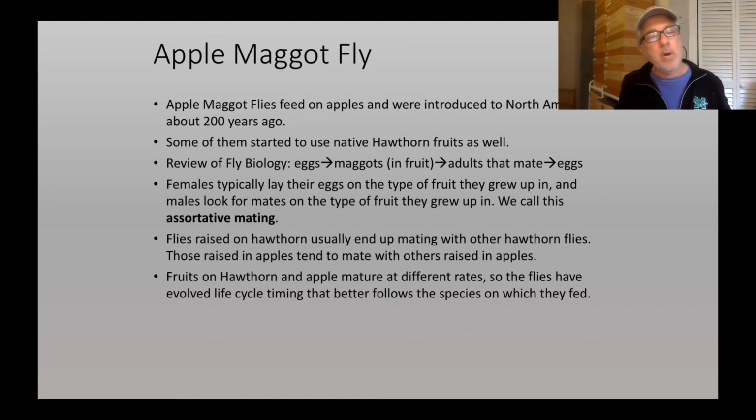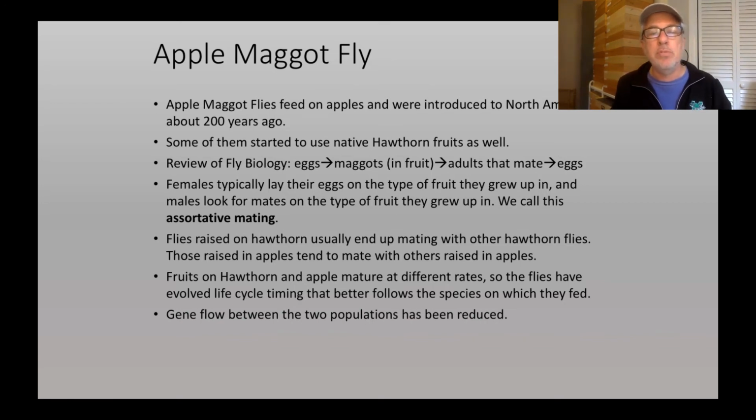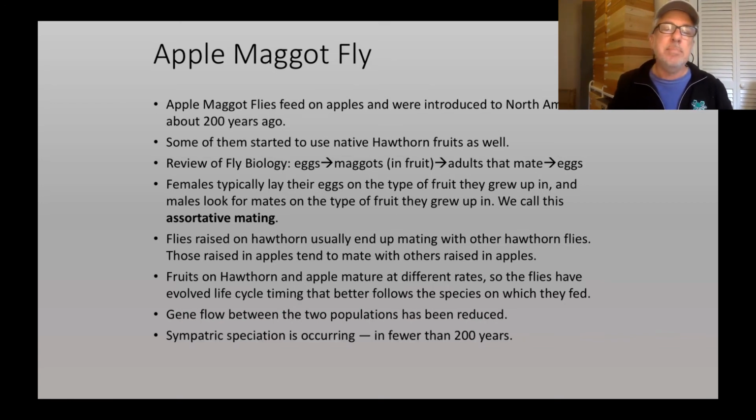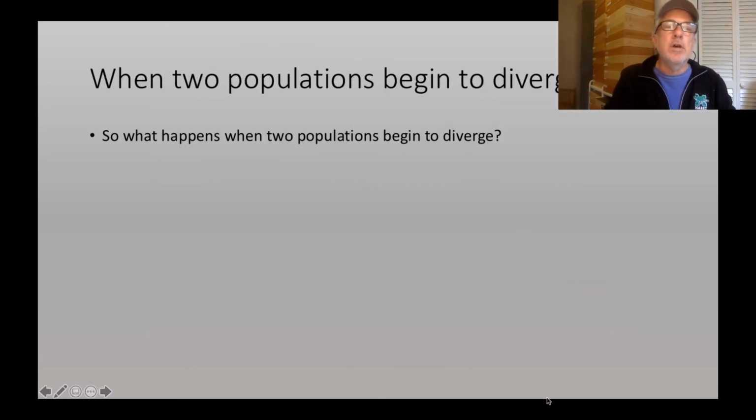Now, here's the other thing that's going on. Fruits on hawthorn and apple mature at different rates. So the flies have started to evolve different timing in their life cycle to better track the species on which they feed. And now gene flow between the two populations has been reduced, and sympatric speciation is occurring in less than 200 years. And so that's another example. And it is thought that in general, insects do a lot of sympatric speciation by this process of specializing on different hosts.